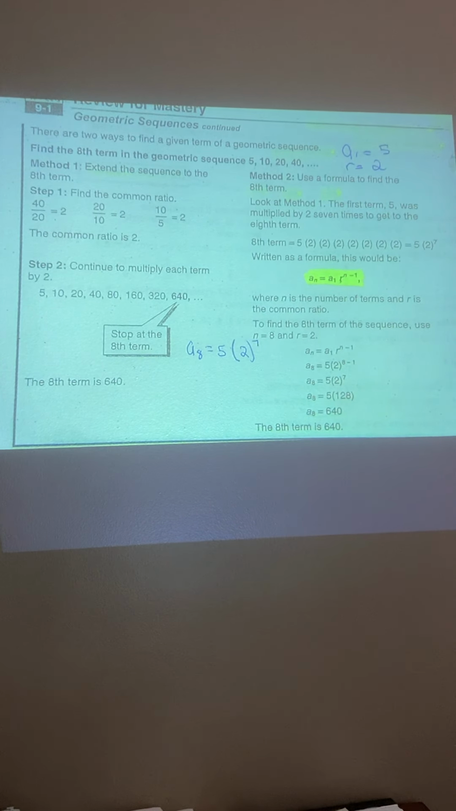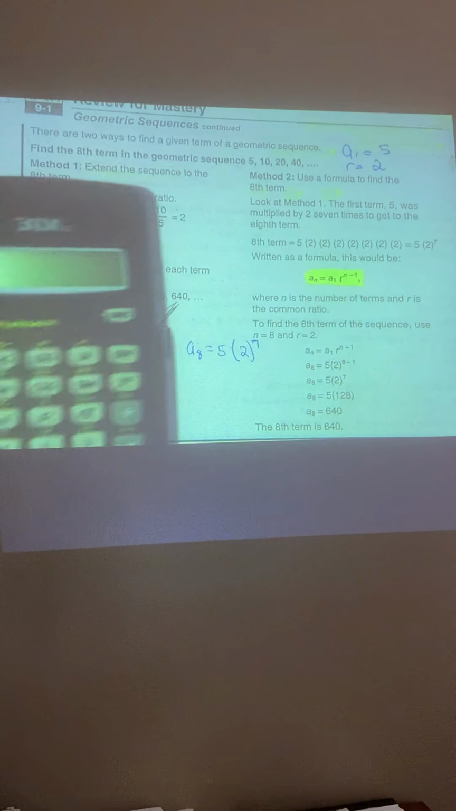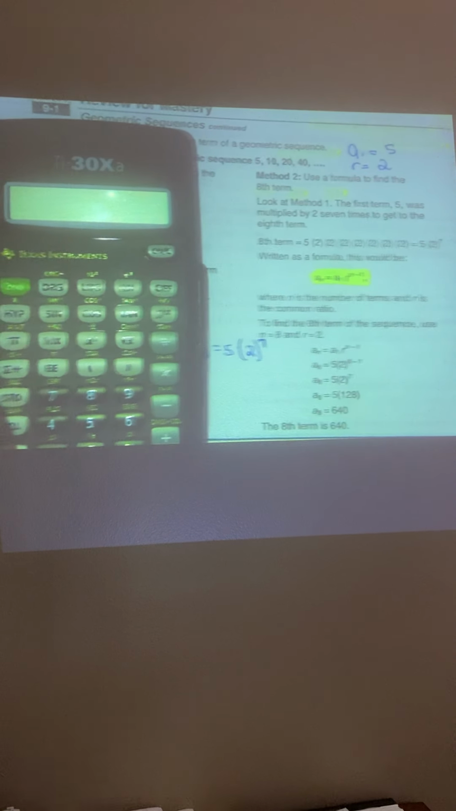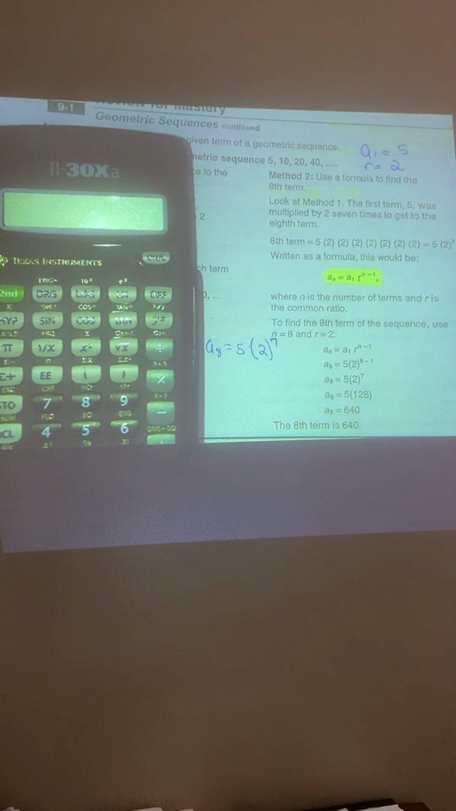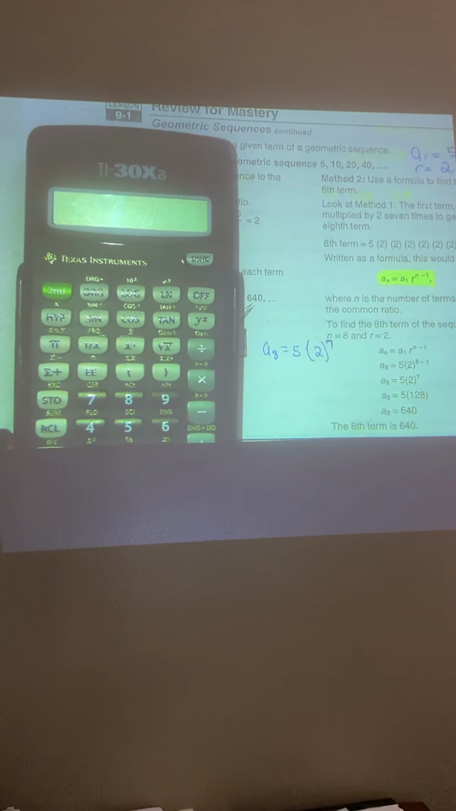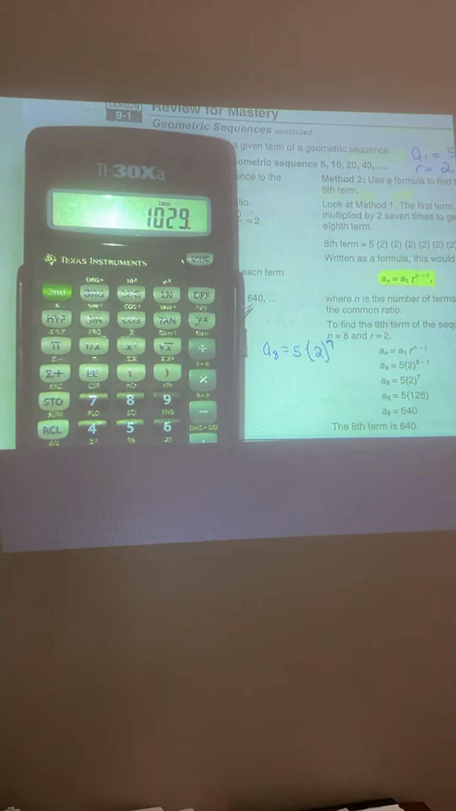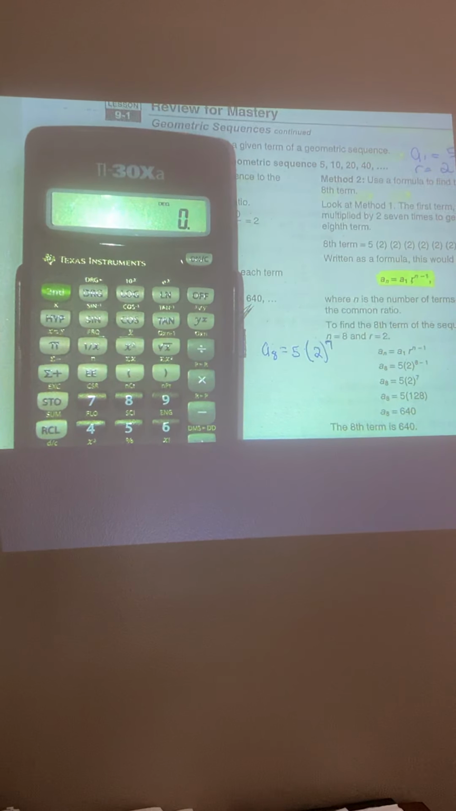Okay, so we have to figure this out. Now, here's where we need the calculator. So how do I figure this out? Okay, I'm going to move this over for a second, and we're going to see how to do this. 5 times 2 to the 7th. Okay, everybody, get out your calculator. If you don't have a calculator, you need your phone, and you need to turn it to the side.